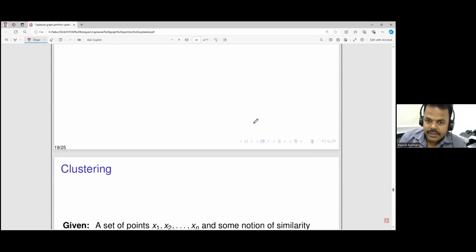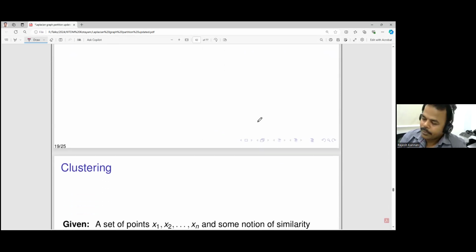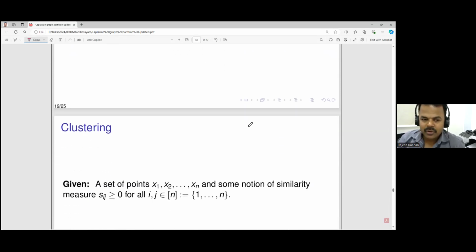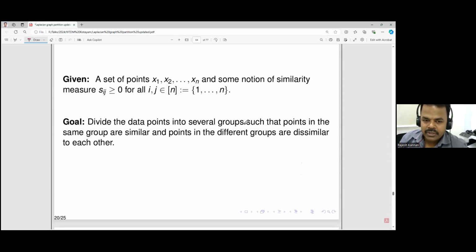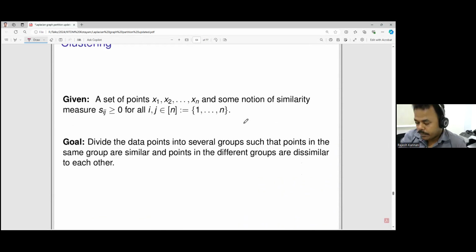There is another problem called the clustering problem. These two are kind of similar problems. I'm not going to take more time. I will just explain the problem and then I will wind up. This already is 7.